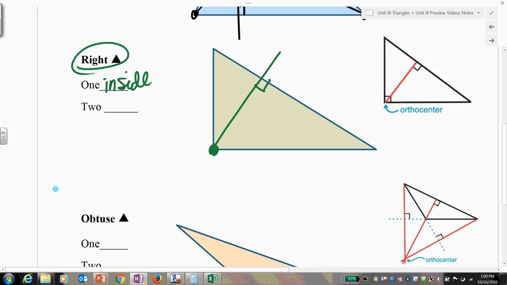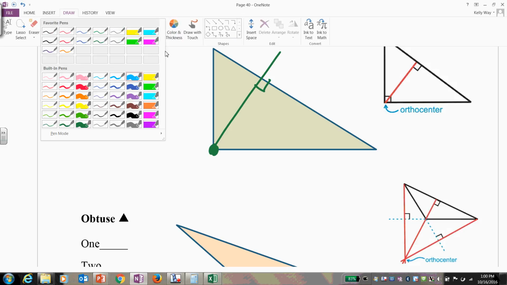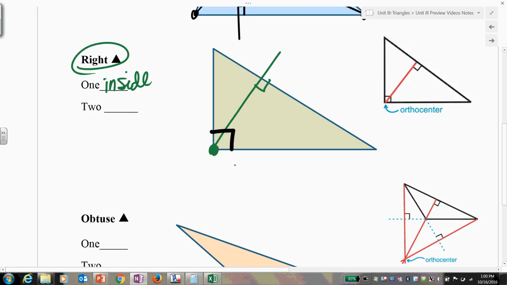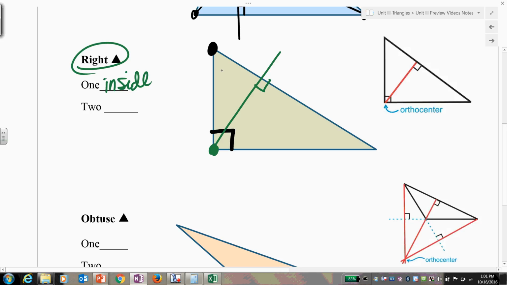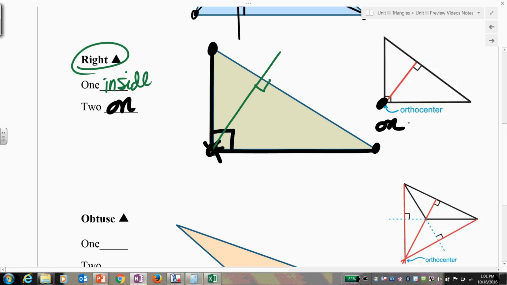Remember, it's all about corner and right angle. Well, if this is a right triangle, we already have a right angle right there. So to go corner, right angle, corner, right angle, you're actually on the side itself. Corner, right angle. So two of the altitudes are on the triangle, if it's a right triangle, and one is inside. And in this case, the orthocenter is on a triangle vertex.